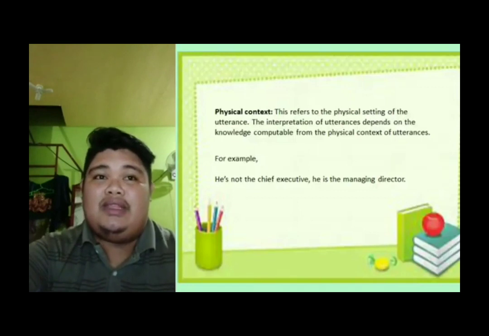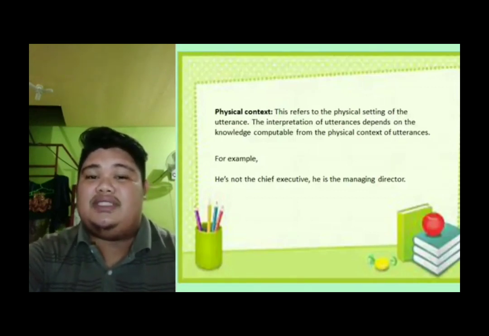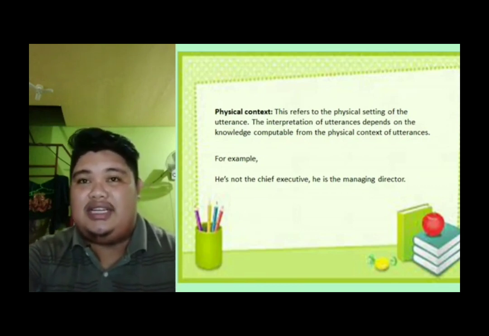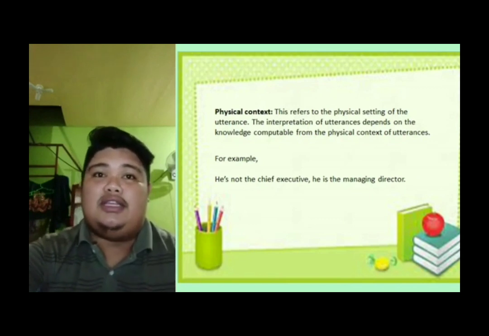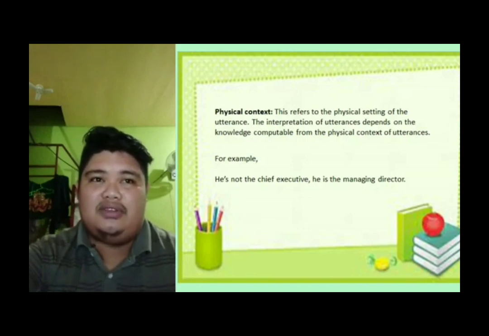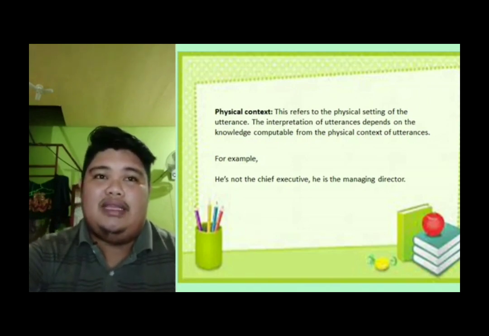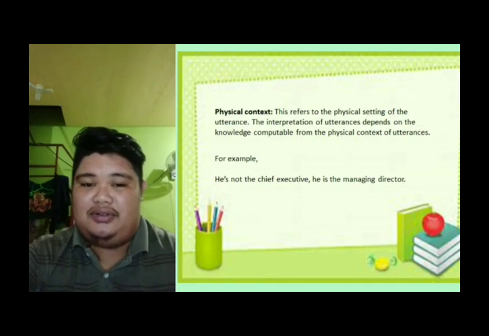So now, we're going to discuss the context. We have two types of context. Let us first discuss the physical context. This refers to the physical setting of the utterance. The interpretation of an utterance depends on the knowledge computable from the physical context of the utterance. For example, he is not the chief executive. He is the managing director.